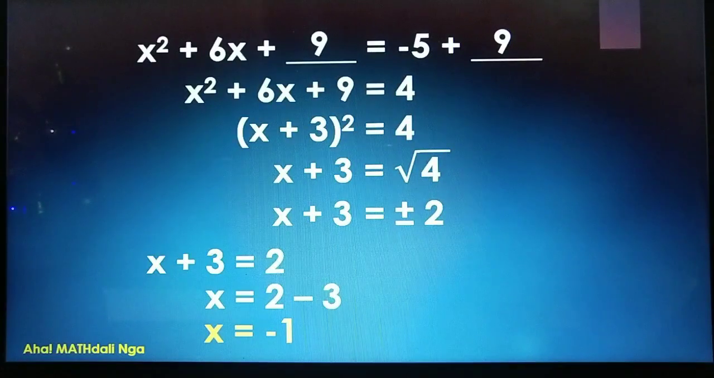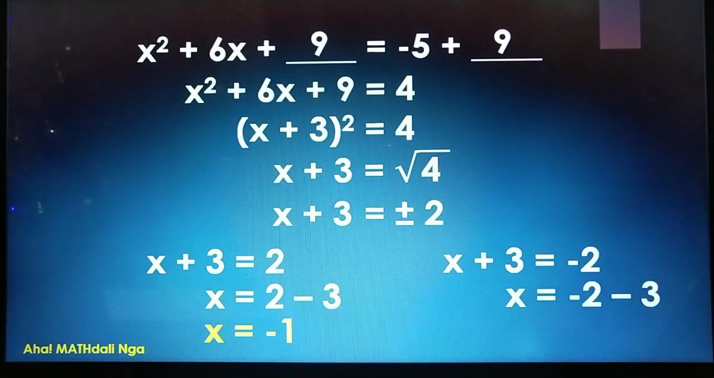To find the other value, we will now use negative 2. So we have x plus 3 equals negative 2. We will transfer again positive 3 to the right side of the equation, and that is by adding negative 3 to both sides of the equation. So we have x is equal to negative 2 minus 3. So our x is equal to negative 5. So we have now the two values of our x, which are negative 1 and negative 5.